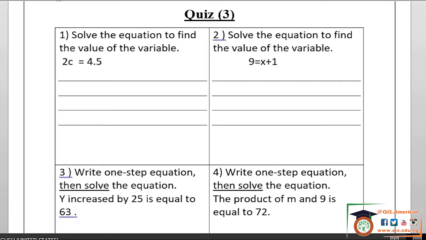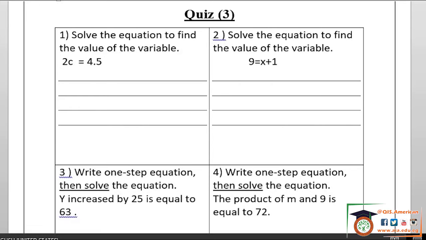Today I'm going to solve with you quiz number 3. Instead of just sending the model answer, we're going to solve it together. Look here. Question number 1 says solve the equation to find the value of the variable. The value of the variable means what? The number when multiplied by 2 gives me 4.5.